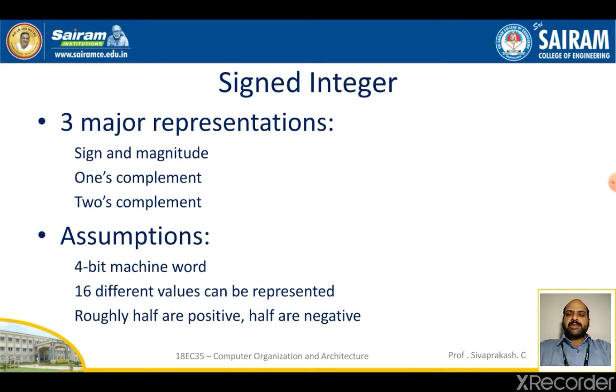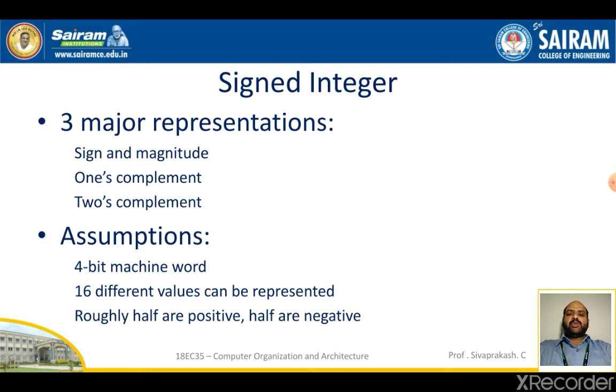Okay, let us see in this module the number arithmetic operations and characters. In general, the number system is first initially assigned integers. We are going to have three major representations: first one is sign and magnitude, then 1's complement representation and 2's complement representation.